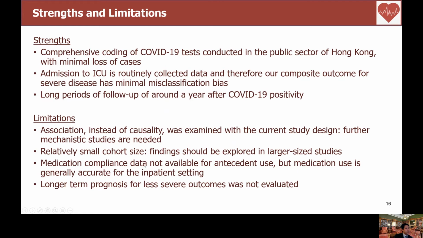In terms of medication compliance data, they're not available for antecedent use. That's partly why we also looked at inpatient use, because inpatient use is monitored by the nursing staff and the medical staff. If a patient is prescribed a drug but not given it, then this would appear in our drug records. And in our study, we were only looking at shorter term outcomes, so we haven't looked at less severe outcomes, such as long COVID or the impact of COVID-19 on outcomes such as mental health. We plan to do that in future studies.